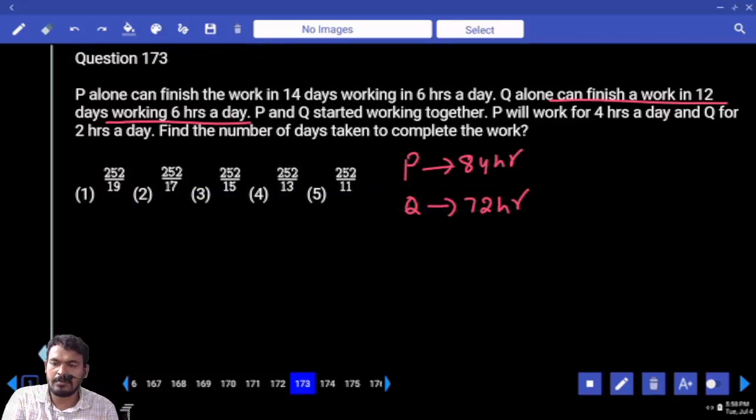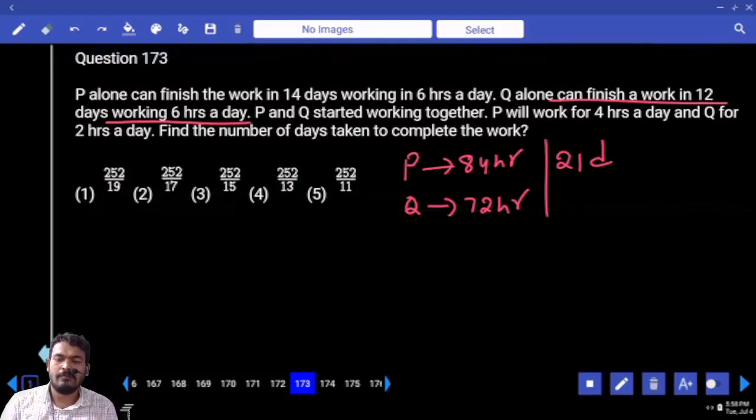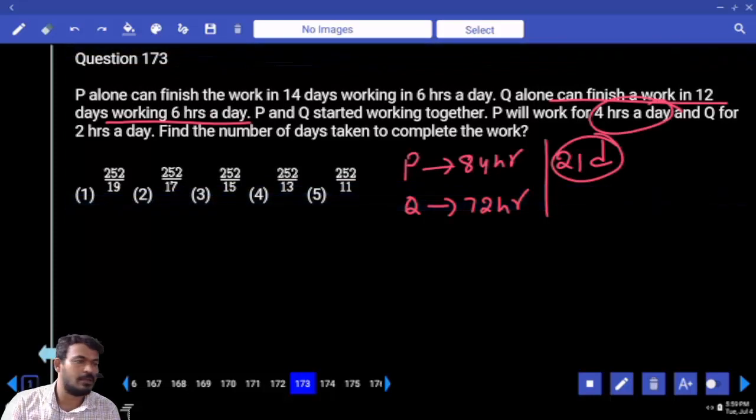P and Q started working together. P will work for 4 hours per day. Per day 4 hours working, 84 hours. It will take how many days? 21 days, sir. Yes or no? Every day 4 hours, then 84 hours, how much time is taken? 21 days. Means for the same, every day 4 hours, the total work is completed in how many days?